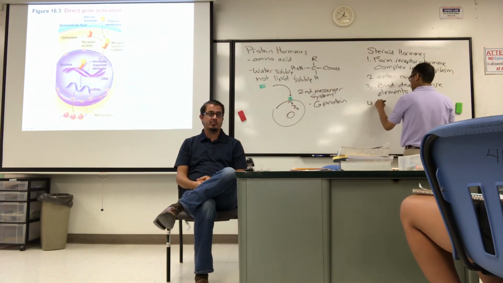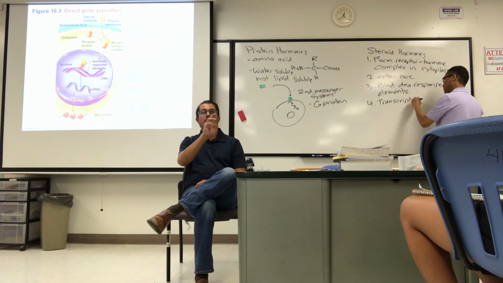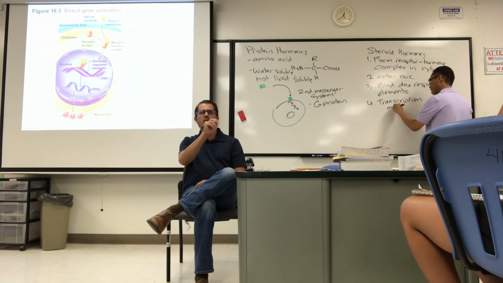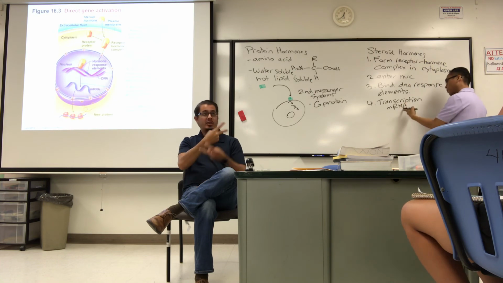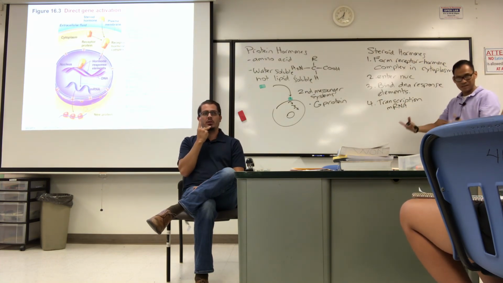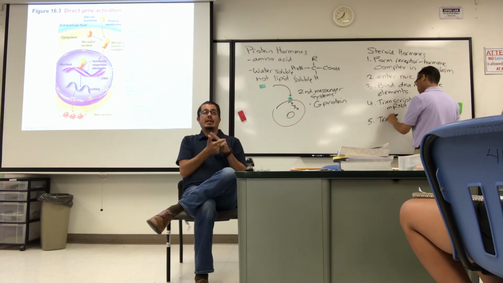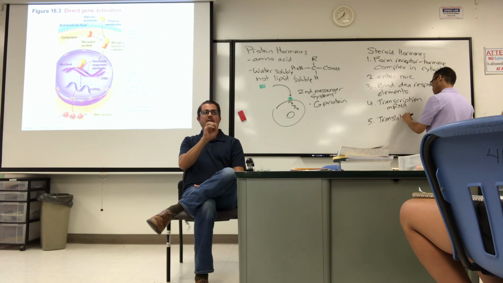Step 4, transcription. You're transcribing the gene. Remember, that's mRNA. That has the code on how to make the proteins. You just transcribe the code, kind of decode that translation in the cytoplasm. That's where you get your polypeptide protein. I'll say new protein.